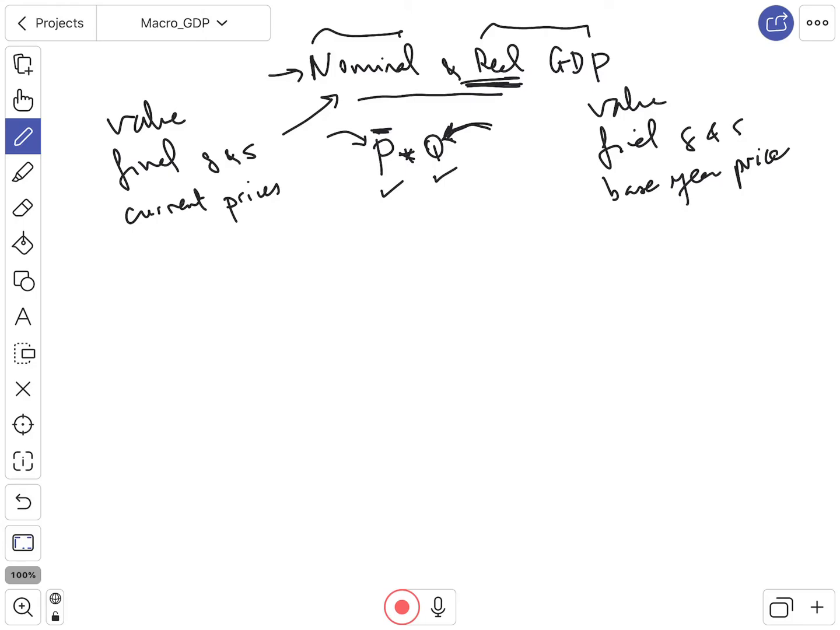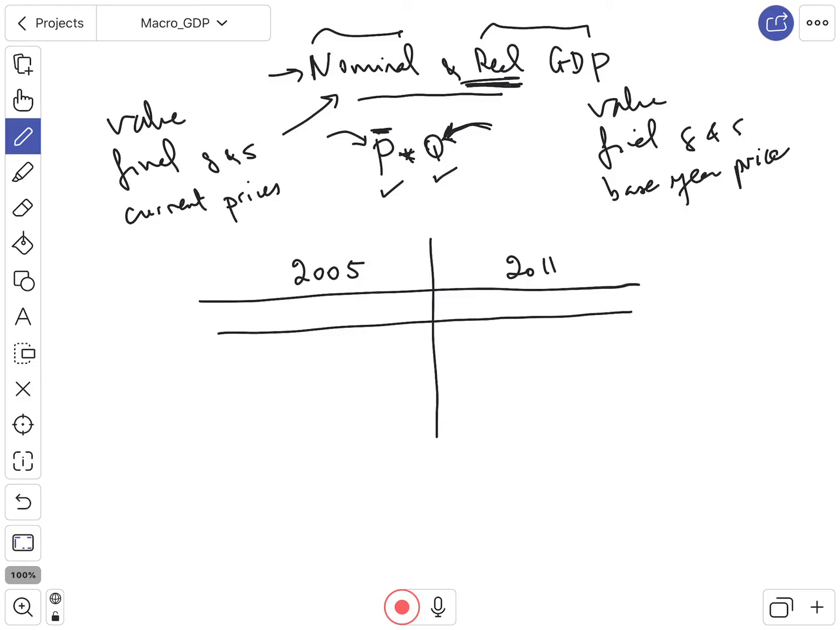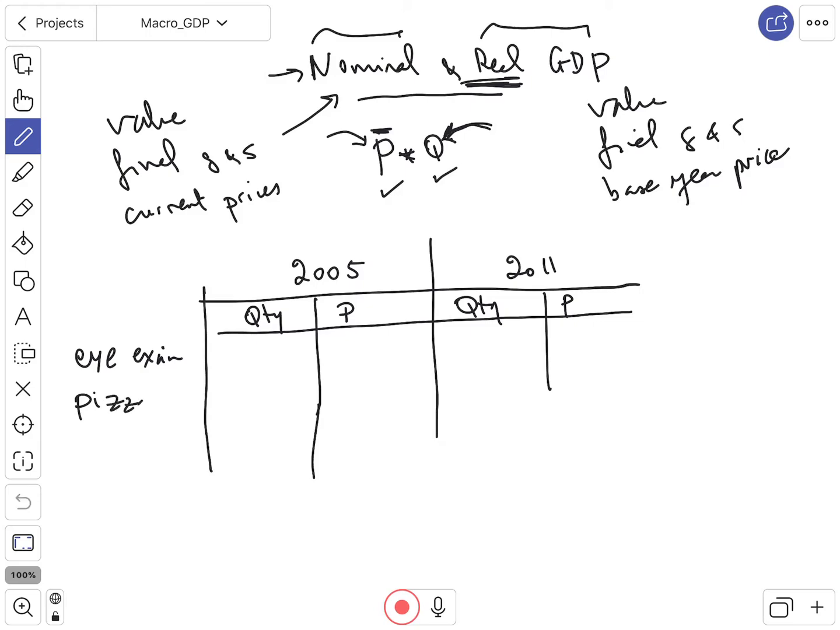So let's take this example. Suppose that we have 2 years, 2005 and 2011, and for both of these years we have certain quantities and prices. So we have quantity, QTY, prices, and again quantity and prices. And suppose we have 3 goods or services: a service, eye exam, a good which is pizza, and another good which is textbooks.